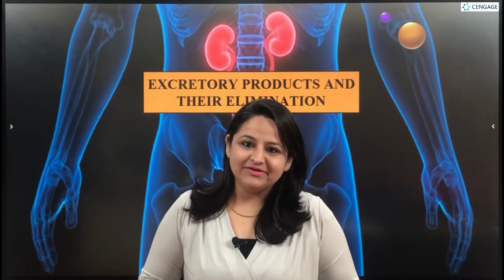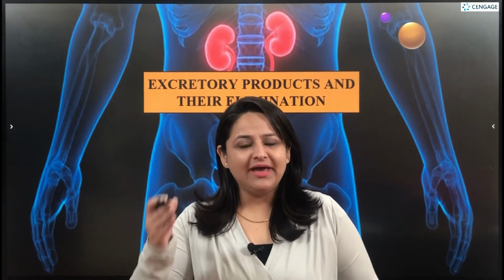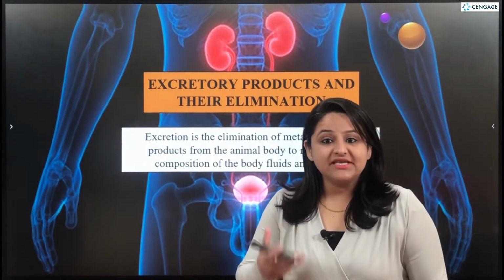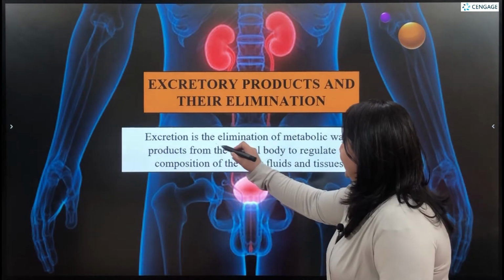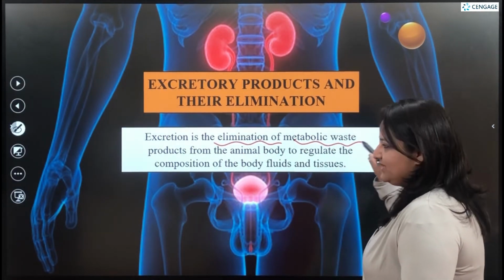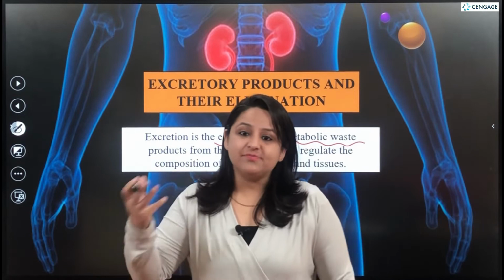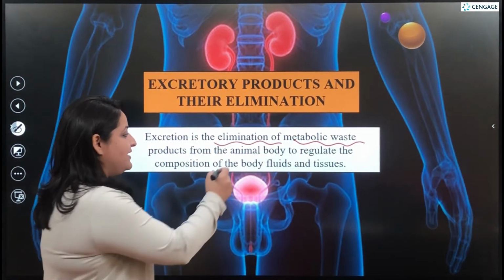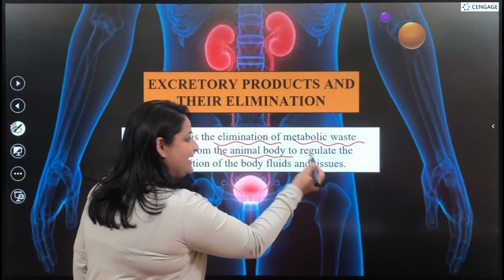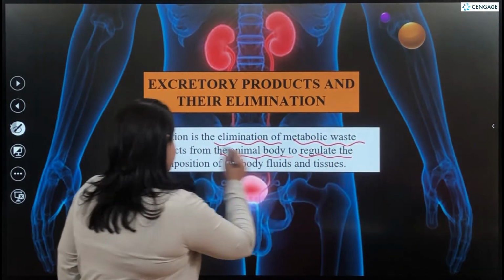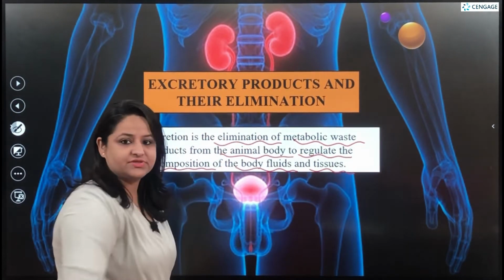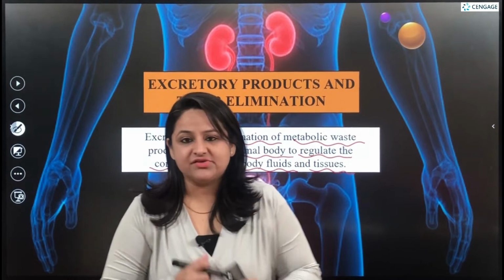Hello everyone, we will now talk about the human excretory system. First, let's discuss what exactly is excretion. Excretion is referred to as the elimination of metabolic wastes, that is the waste products which are formed by the metabolic reactions of our body, from the animal's body. Why does it have to be done? To regulate the composition of the body fluids as well as tissues. So this is the definition of excretion.